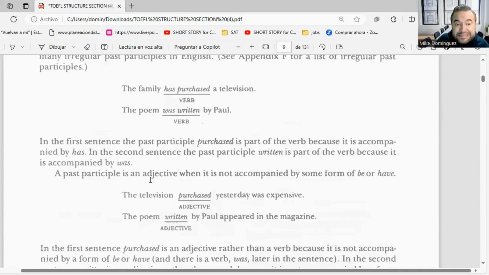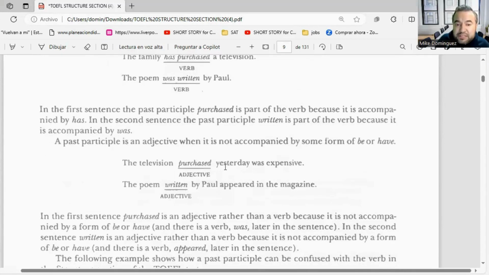A past participle is an adjective when it's not accompanied by some form of be or have. For example, the television purchased yesterday was expensive. The poem written by Paul appeared in the magazine. So here written is right after the subject, and this will be an adjective describing this subject in more detail.